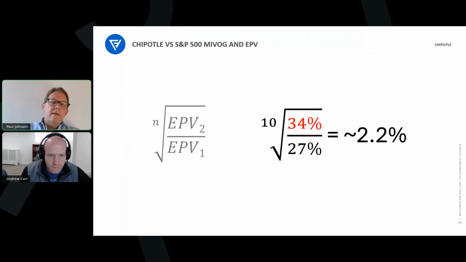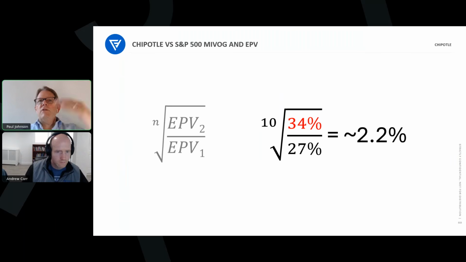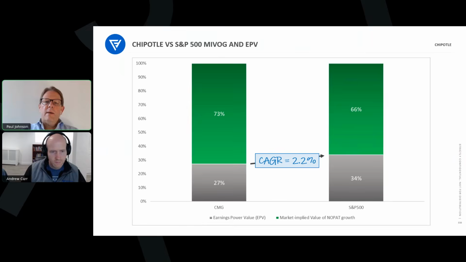And here's your math. It's the target EPV percentage divided by the current EPV percentage, and then however many years you have, I said 10 years. So if Chipotle can grow faster than 2% a year and ultimately trade in line with the S&P 500, we make money. So I'm intrigued.